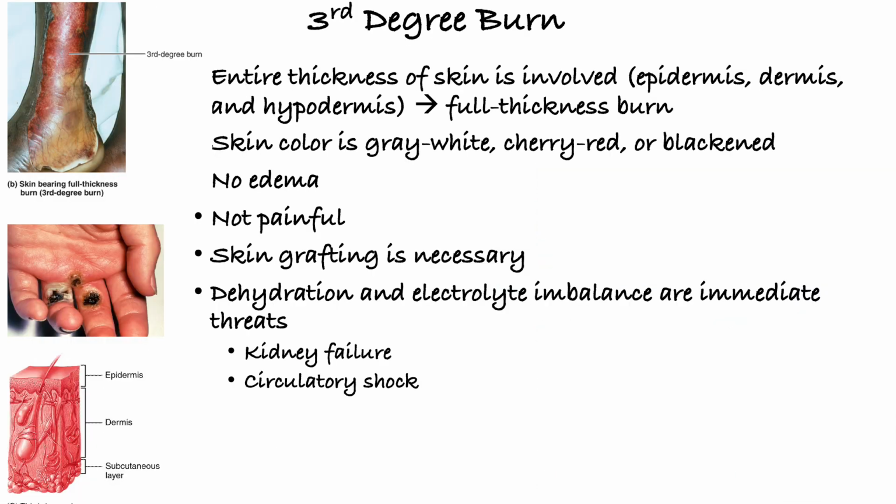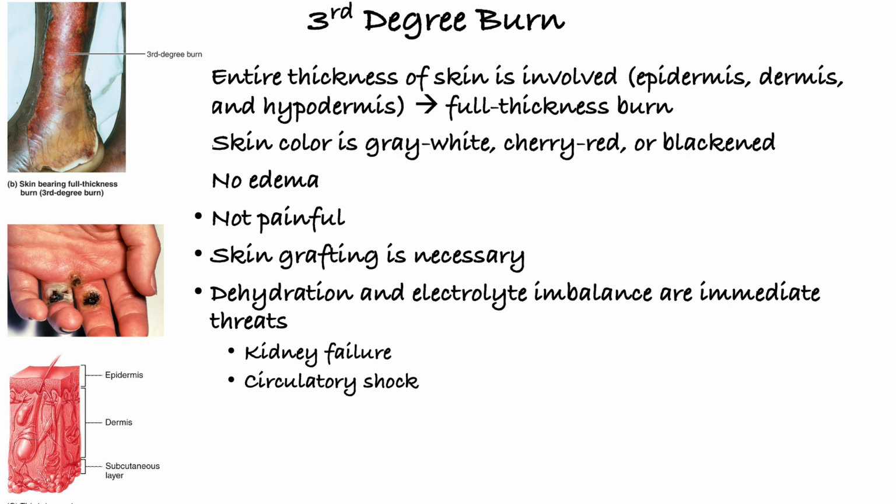So for third degree burn, this means the entire thickness of the skin is involved. So the epidermis is gone, the dermis is gone, the hypodermis or the subcutaneous layer is gone. So we call this full thickness burn. I also forgot to mention that first and second degree, we do call it partial thickness burn, because the entire layers are not gone. And how can you differentiate this? The skin color is gray white.